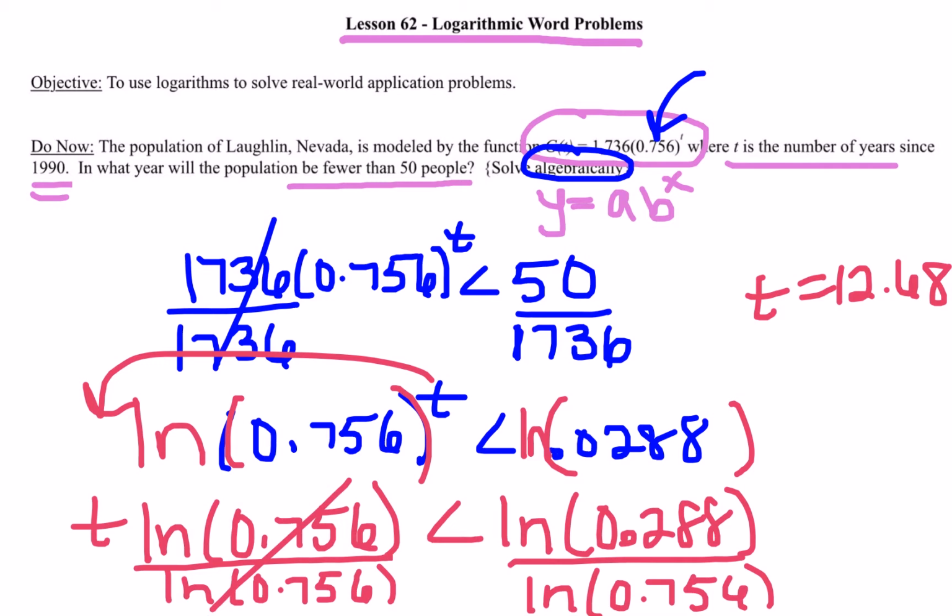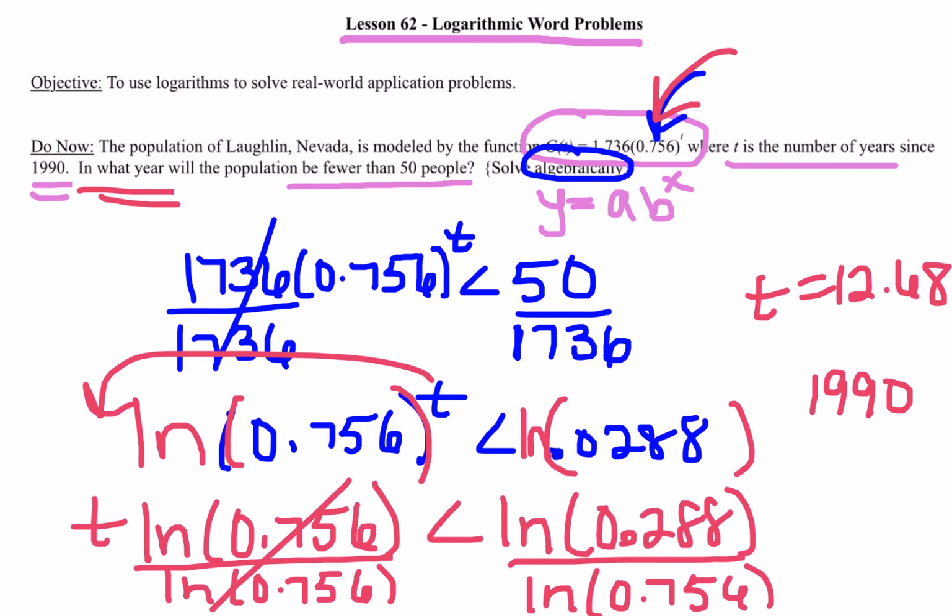And they want to know in what year. I know I started in 1990, so I need to figure out, am I going to add 12 or am I going to add 13? If you add 12, the problem is you're going to be still over 50 people. And if you type into your calculator the original function, you will realize that it will not give you less than 50 people.